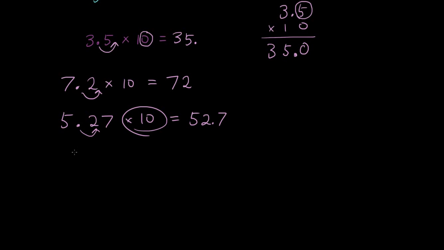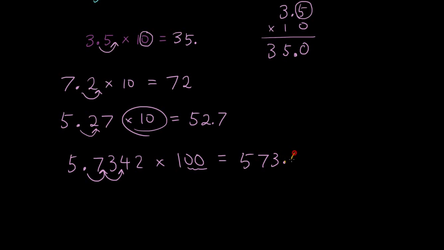So let's now multiply by a bigger power of 10. Let's try 5.7342 times 100. What we're going to do is move the decimal point to the right twice because there are now 2 zeros. So you move it to the right once, twice, so it'll be 573.42.